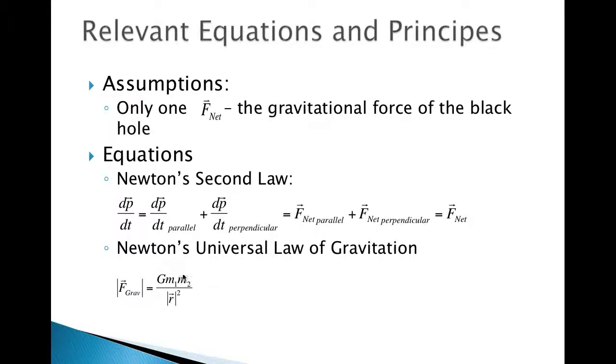And the second equation utilized was Newton's law of gravitation, which states that the magnitude of gravity is defined to be Newton's gravitational constant times the mass of the black hole times the mass of the star divided by the magnitude of the displacement squared.